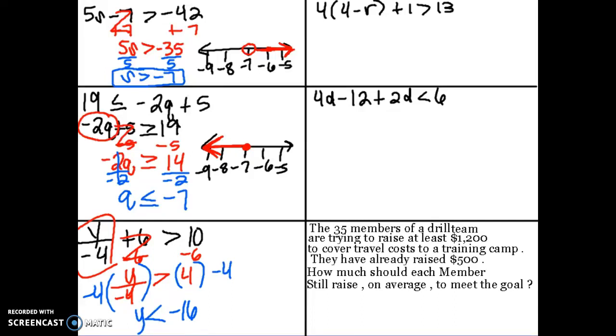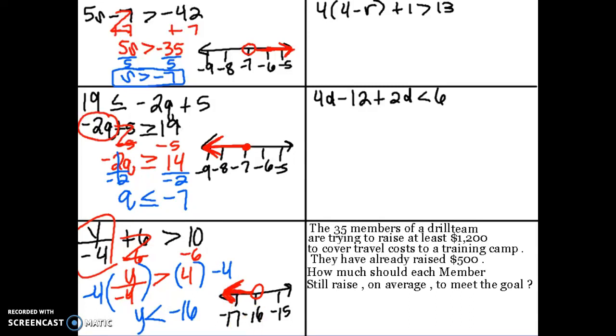When I graph this, I'm going to have an open circle because y cannot be negative 16, but it can be everything that's smaller than negative 16. So I'm going to have an open circle and shade everything to the left.